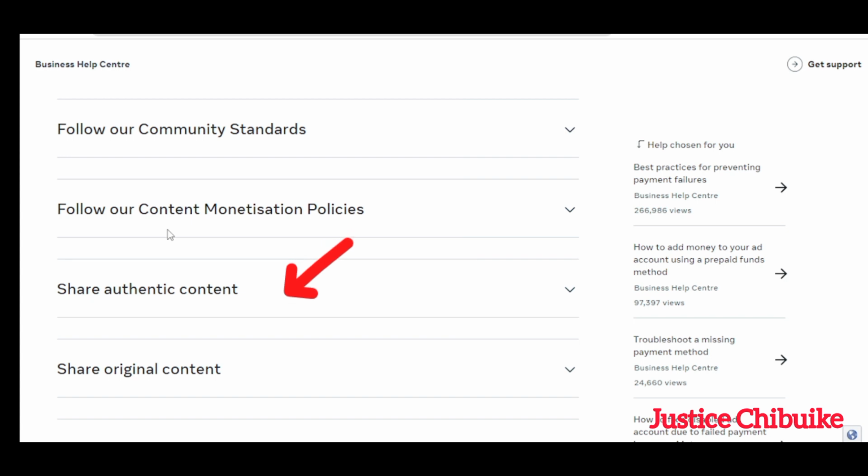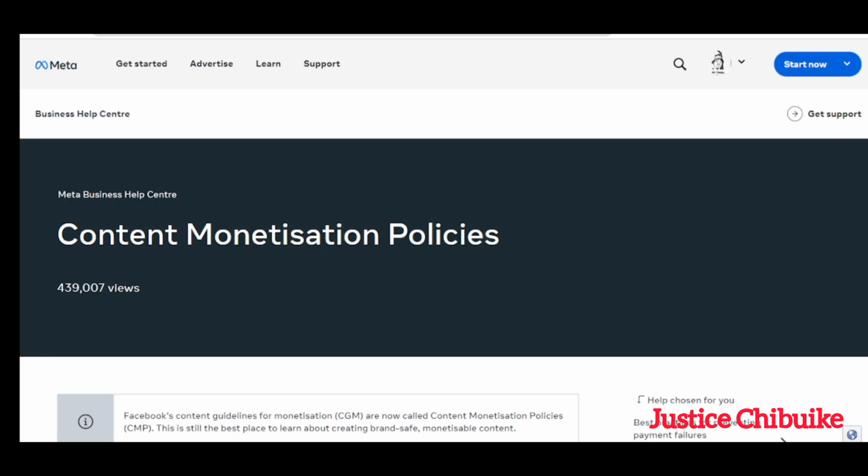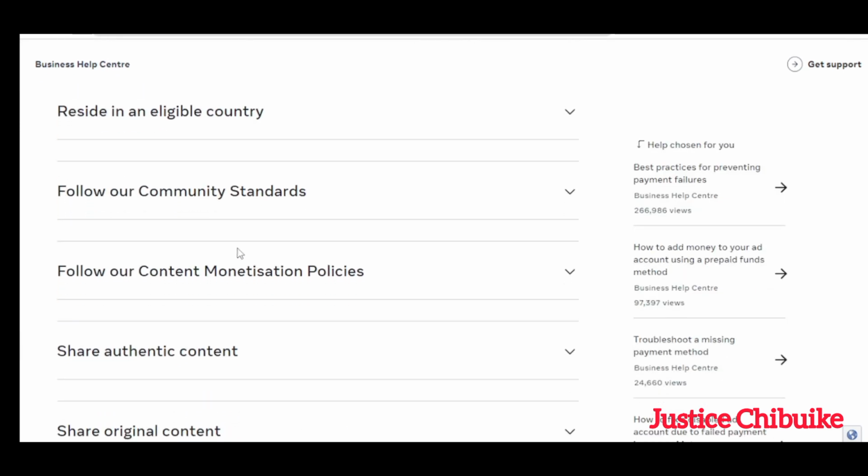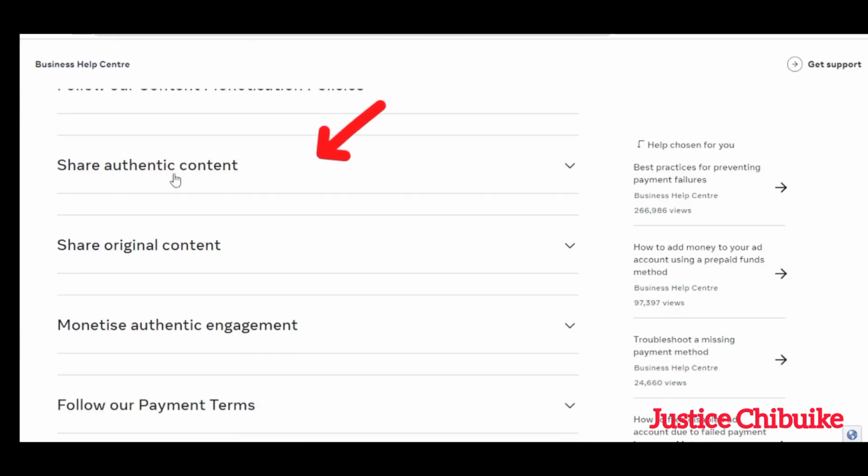The fourth thing here is follow our content monetization policies. I am going to explain that differently because that is strictly for creators. Remember, we are on partner monetization policies. Okay, so here it says share authentic content. Here is where many people get it all wrong. Facebook requires that you share authentic content.